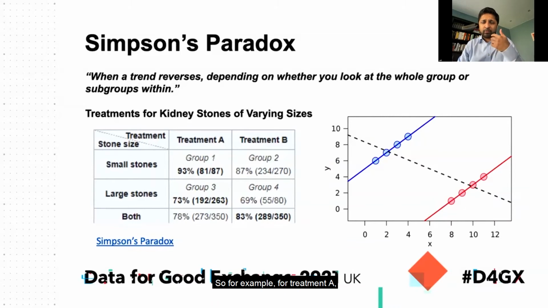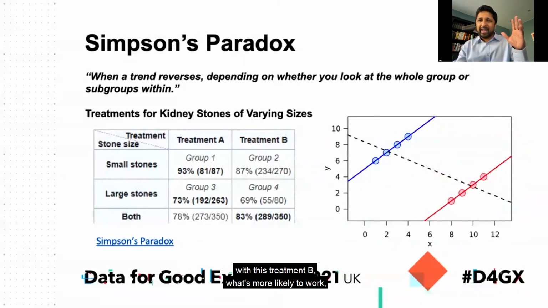So, for example, if you look at treatment A for small stones and large stones, let's take small stones. If you take small stones and you compare treatment A versus treatment B, what's more likely to work? It looks directionally as though treatment A is better because it's 93% effective. So that's the phenomenon for small stones. Then you look at large stones, and it's 73% effective if it's treatment A, and it's only 69% effective if it's treatment B. Now, what do both of these phenomena suggest?